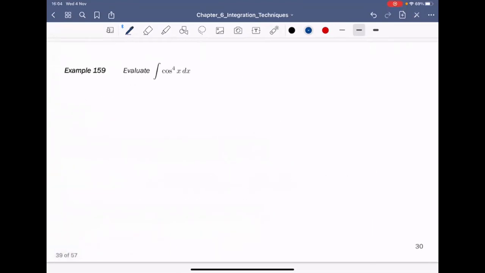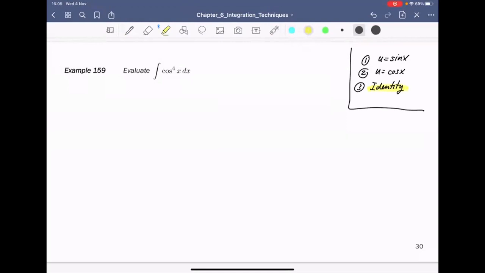Well, example 159. So let's look at integrate cosine to the 4th power x dx. Here, I'm gonna do the same thing as the last question. Man, just memorize this. 1, you're gonna take u equal to sine x. 2, you're gonna take u equal to cosine x. 3, you're gonna do the identities. If you feel like number 1 and number 2 do not work, you can just use number 3, which is identities. Well, we try to avoid using identity because this is the hard one. It's going to be messy, but we try to pick the substitution first and see if it works.